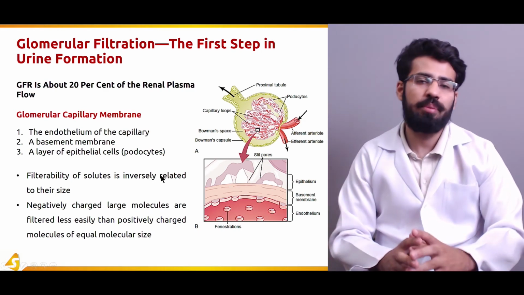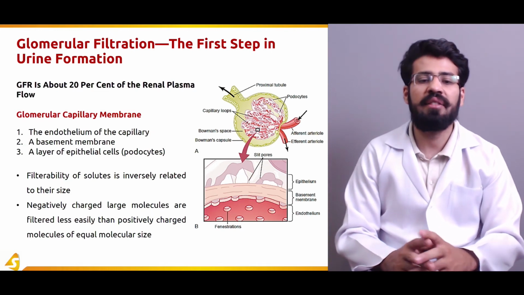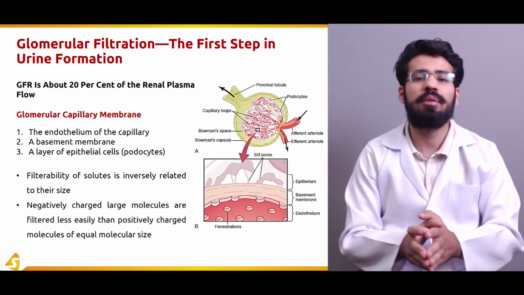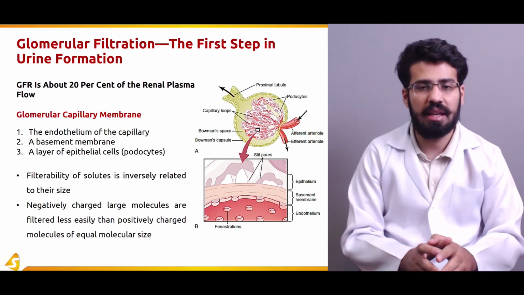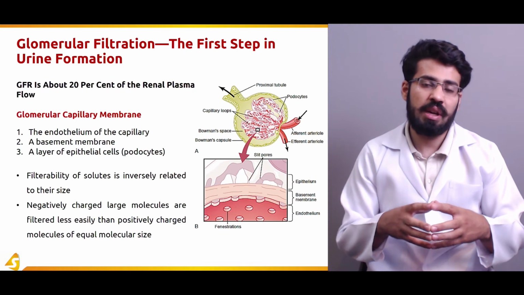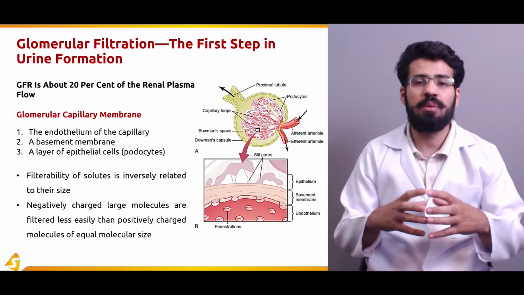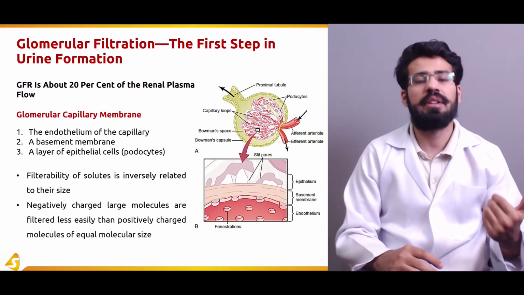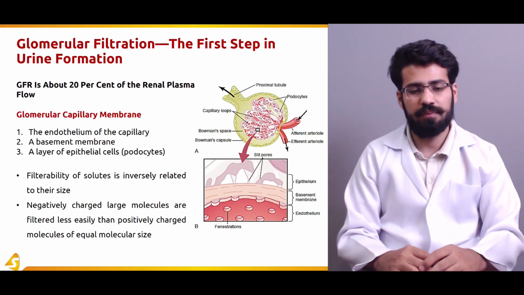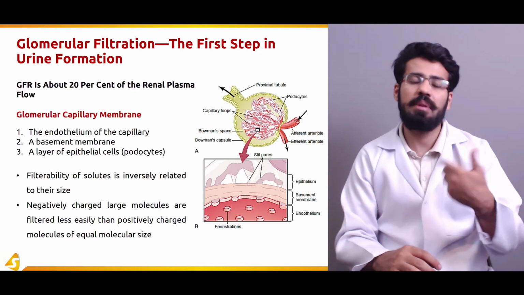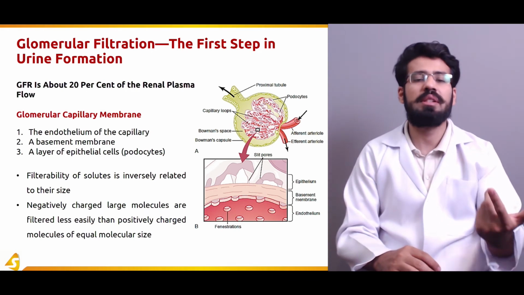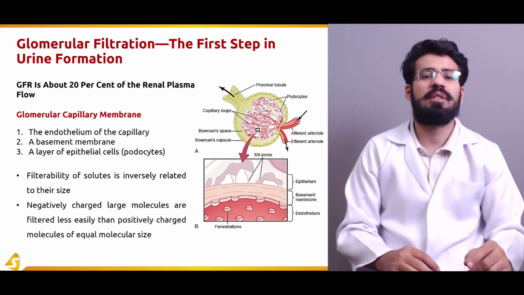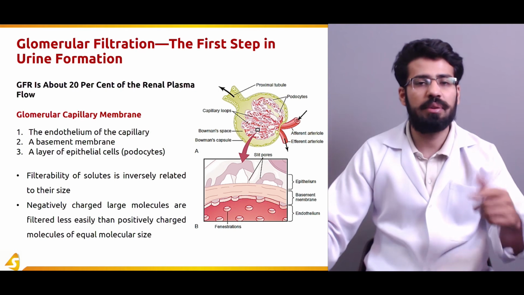Now, two important points are to be considered over here. The filterability of a solute is inversely related to its size. What I mean by saying this is that substances which have larger molecular mass, which are larger in size, are much less prone to be filtered out because of their size, of course. And small molecules can be easily filtered out. That is why amino acids can be filtered out at that particular time, although they are completely reabsorbed back in stage 3, which is the reabsorption that we discussed in the previous slide.